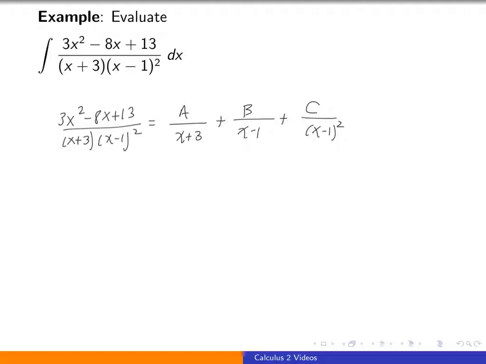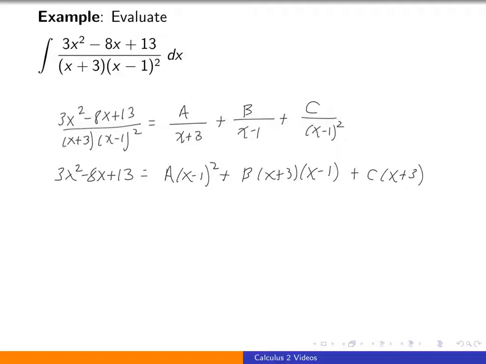To solve for the A and the B, our first step is to take the denominator on the left and multiply by it. And this is going to clear fractions. In the first term on the right, the x plus 3's cancel, and we have A times x minus 1 squared. In the second term, one of the x minus 1's cancel, so B times x plus 3 times x minus 1. And in the third term, the x minus 1 squared cancels, and we have C times x plus 3.